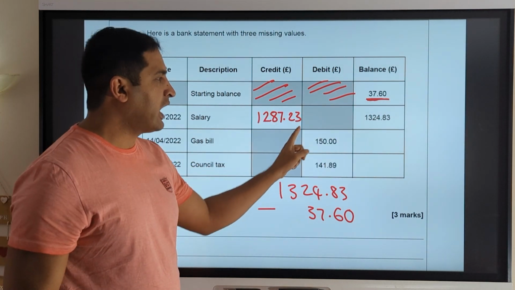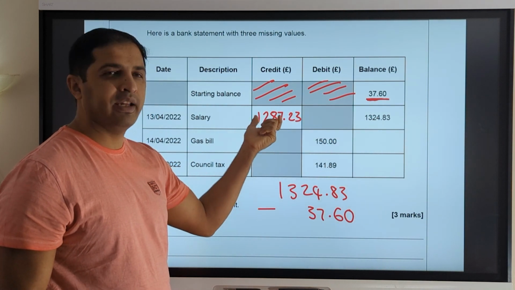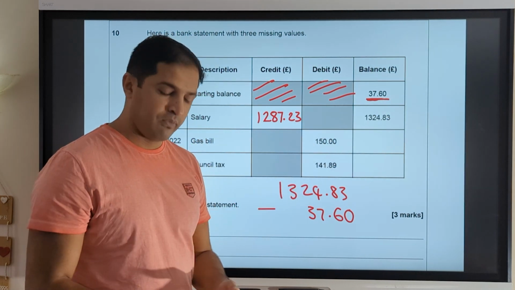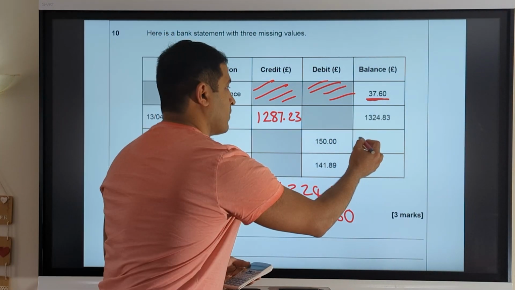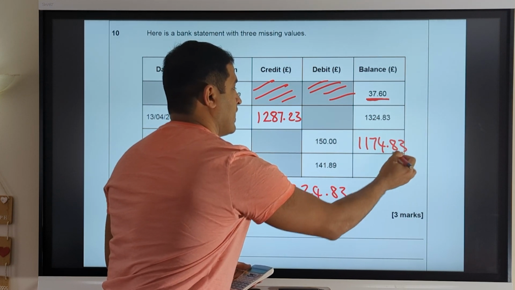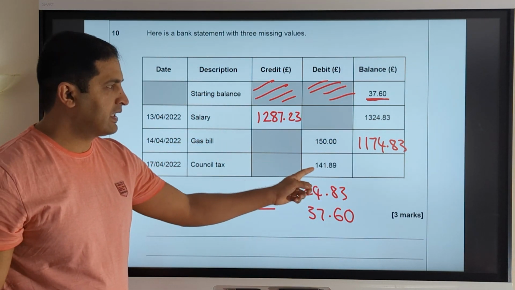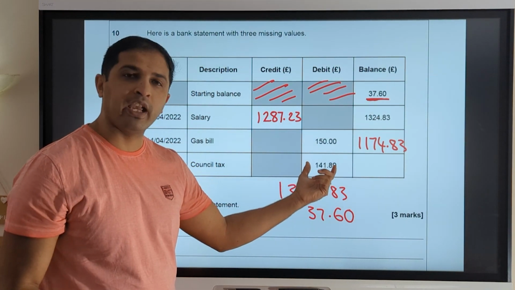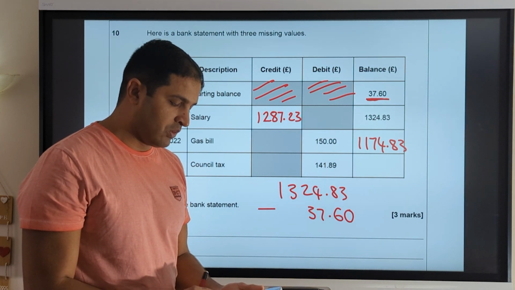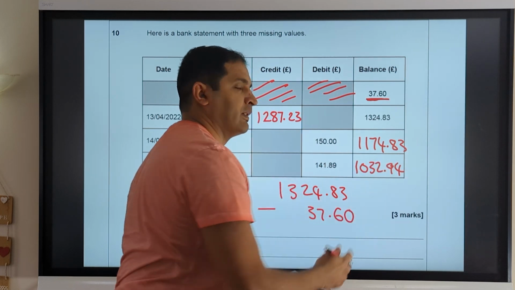Now, I need to take away that 150. Why? Because it's a gas bill. I'm paying that amount out of my account, which has £1,324, and I'm paying 150 from that account. That leaves 1,174.83. Again, that gets you 1 mark because you took that away. And then again, I'm paying council tax. That goes out of my account as well, because that's the money going out. You're debiting your account with 141.89. So I'll do that again, and that's your 3rd mark.